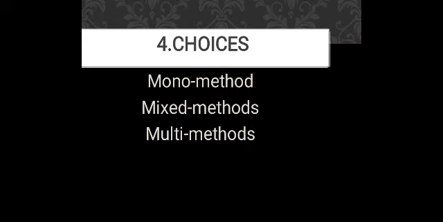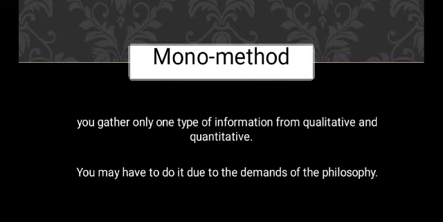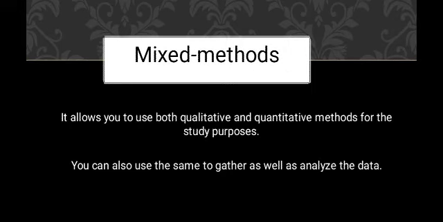Moving on to the fourth layer of the research onion, the fourth layer is choices. It consists of monomethods, mixed methods, and multi-methods. The first one is monomethod. In monomethod, we gather only one type of information, qualitative or quantitative. You may have to do it due to the demands of the philosophy. Philosophical choices and use strategies may also demand it. We can also use this method to research on the opposing mixed methods.